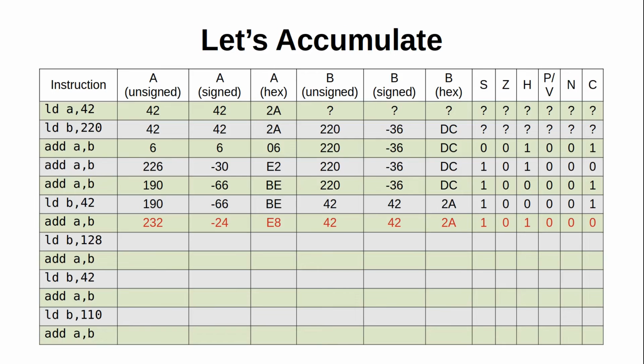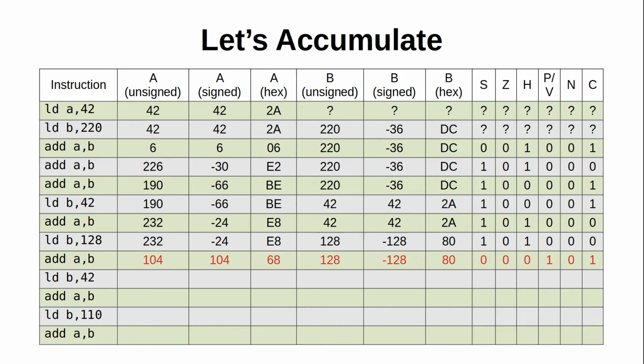Now we load 128 into B. This means that the signed value of B is now negative 128, putting it at the lower limit for 2's complement 8-bit. Then we add again. With a negative value already in A, adding 128 is guaranteed to generate both a carry and an overflow.